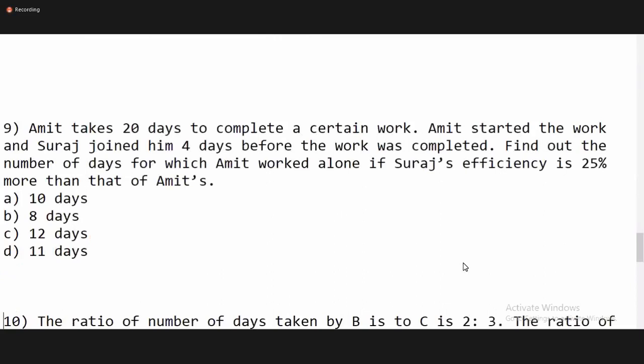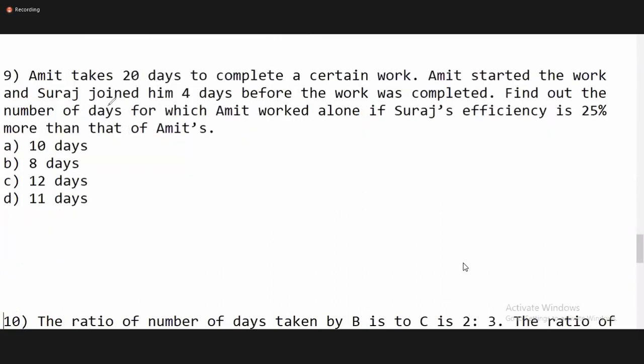Yeah. Next question. Anybody got the answer? 11, 10, 11, 10. Okay. Very near answers.